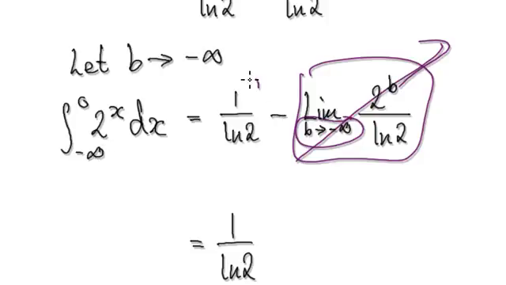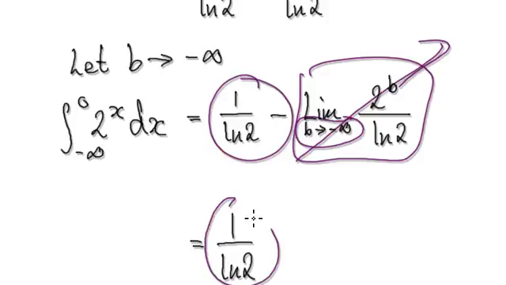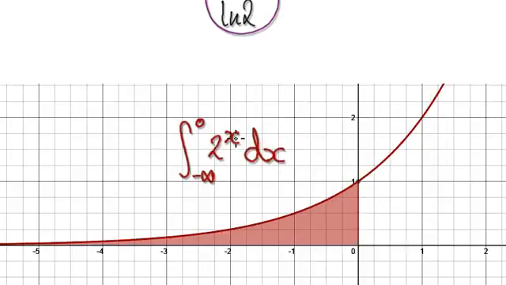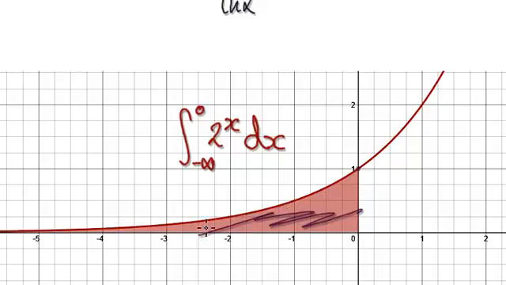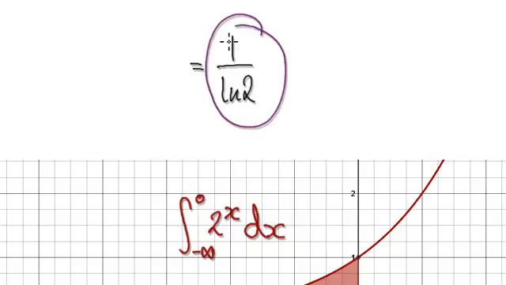So really the area is this constant here, 1 over natural log of 2. So this area here is 1 over natural log of 2. This whole area here is this thing here. Okay.